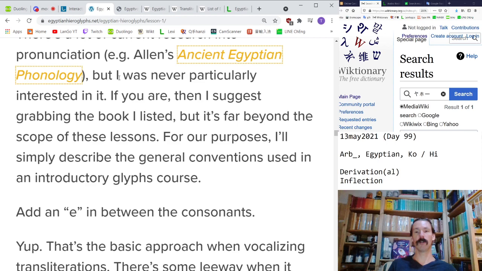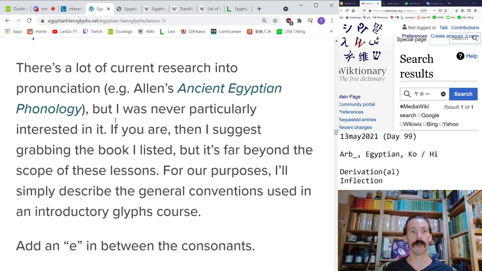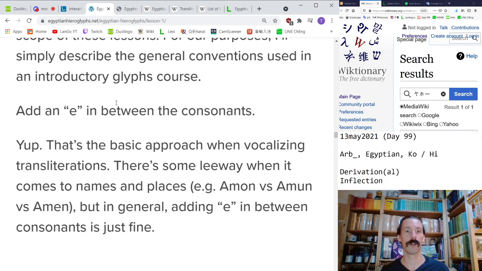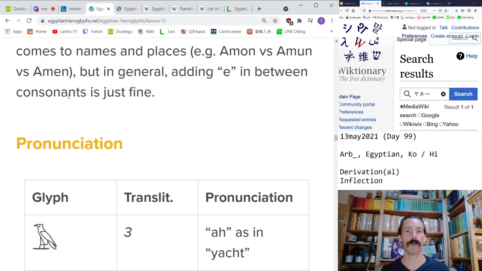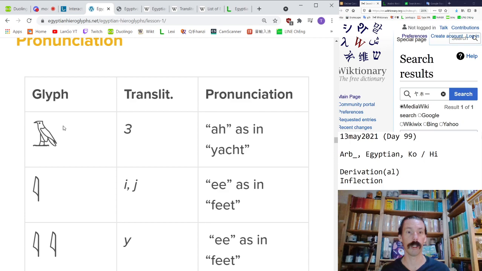We're about 2/5 down. The current research in pronunciation, I was never too interested in it, says this author. If you are, then I suggest grabbing the book listed. They simply describe general conventions: use introductory, add an eh between the consonants. Amun versus Amen, but in general, adding eh between consonants is just fine.